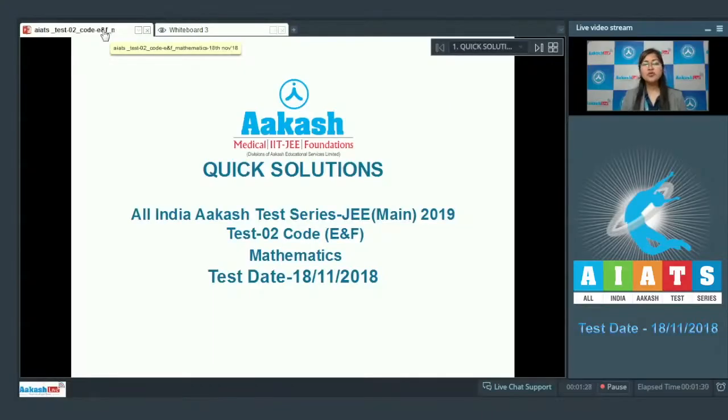Hello everyone. Today we will be discussing the quick solutions of All India Akash Test Series JEE Main Test 2, Code E and F Mathematics, which was held on 18th November 2018.